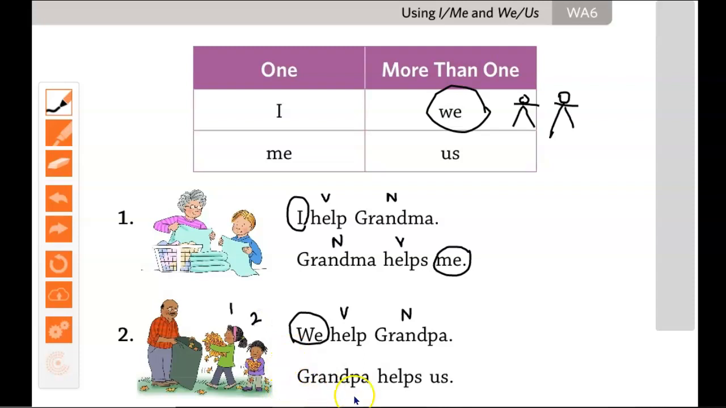All right, Grandpa helps us. So where does our pronoun end up in this sentence? Because our noun is first. We've already decided that Grandpa is our noun and helping is our verb. So where did our pronoun end up? Yep, the very, very end. All right, good job. Let's take a look at another page.